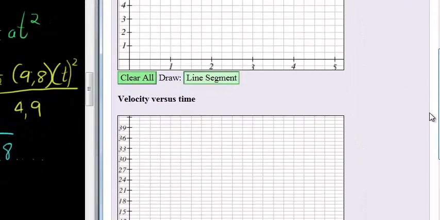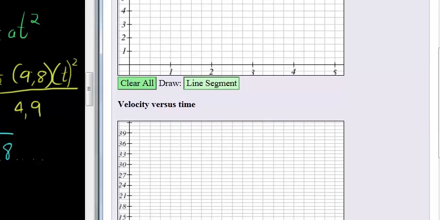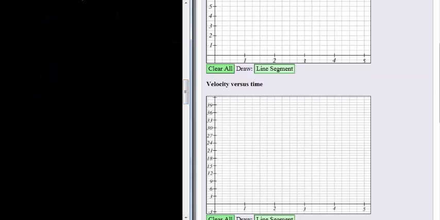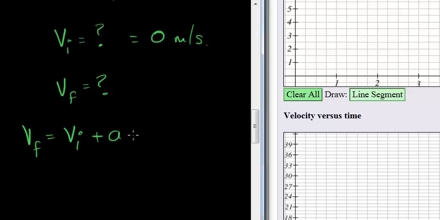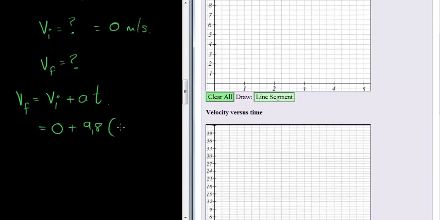Okay, next up is our velocity. Well, we know our velocity graph is going to have a constant slope, so it's just simply going to be a straight line. Now what we need to figure out, if it is a straight line, is where we are going to start and where we are going to end. So we want to know what our initial velocity is going to be and what our final velocity is going to be. It's not that difficult, because the initial velocity we know is 0 meters per second. So all we need to know is the final velocity. Final velocity is very easy with this formula: final velocity is initial velocity plus acceleration times time. Initial velocity being 0, acceleration being 9.8 meters per second squared, and time, which we've just worked out in the previous question, was 4.1 seconds.